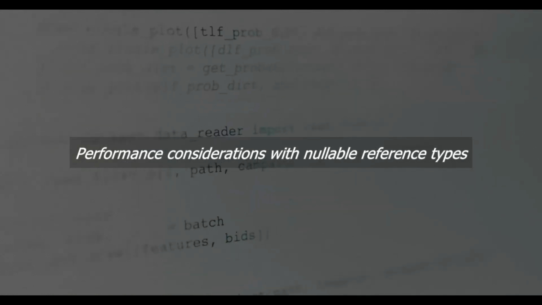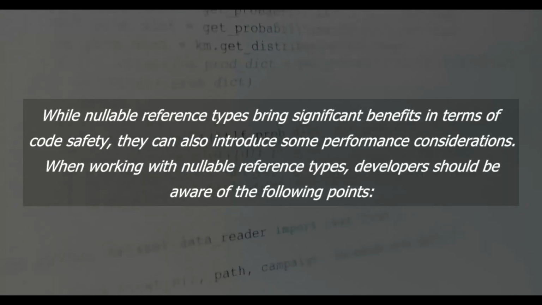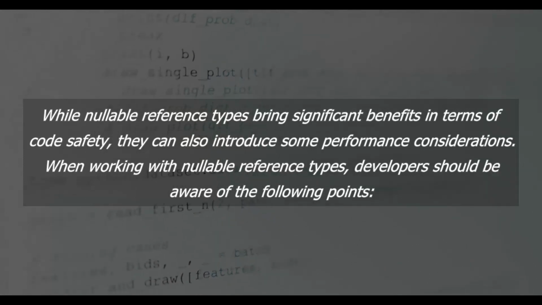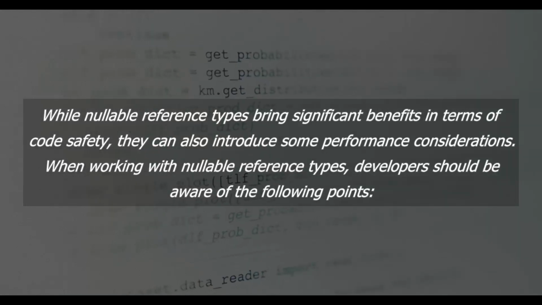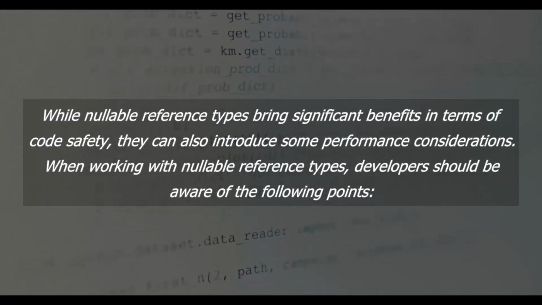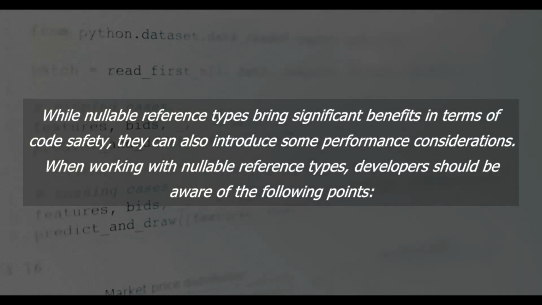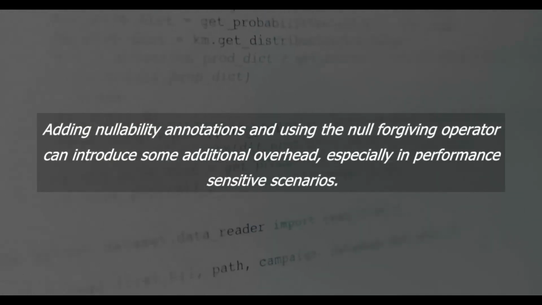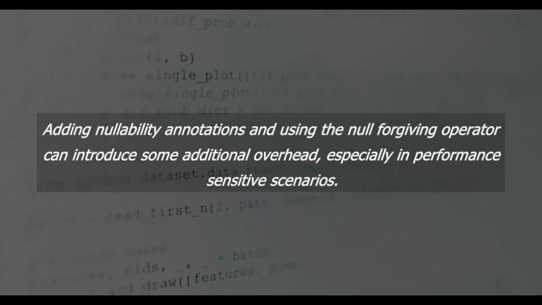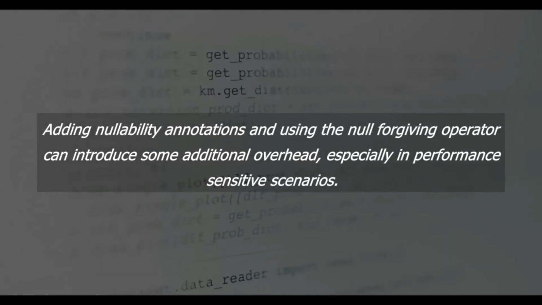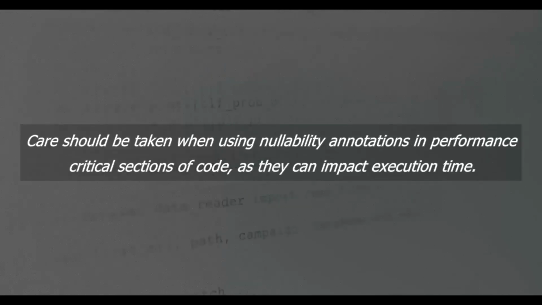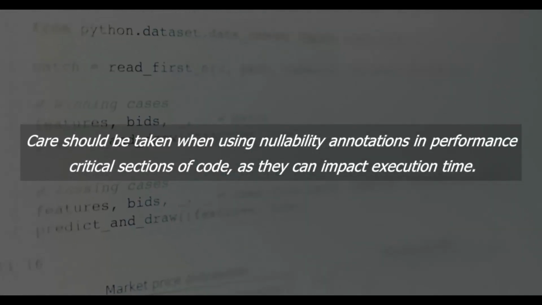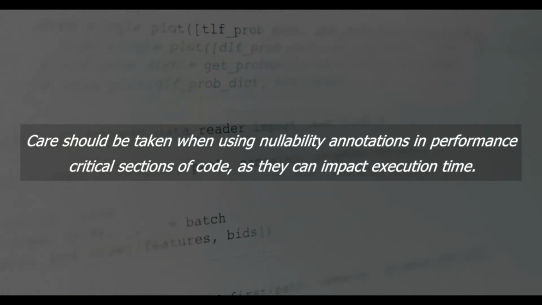Performance considerations with nullable reference types. While nullable reference types bring significant benefits in terms of code safety, they can also introduce some performance considerations. When working with nullable reference types, developers should be aware of the following points. Adding nullability annotations and using the null forgiving operator can introduce some additional overhead, especially in performance-sensitive scenarios. Care should be taken when using nullability annotations in performance-critical sections of code, as they can impact execution time.